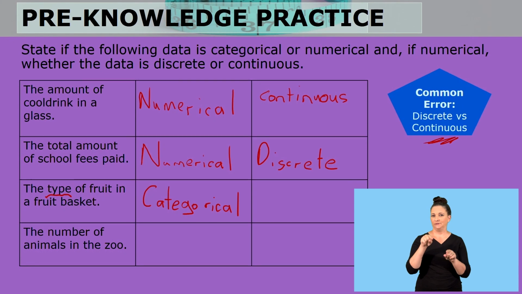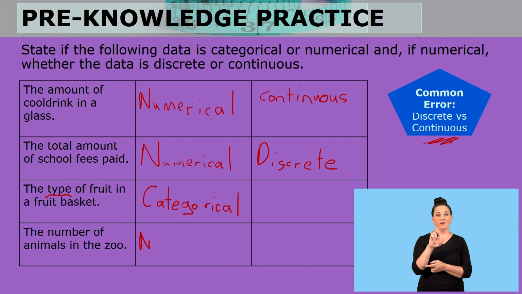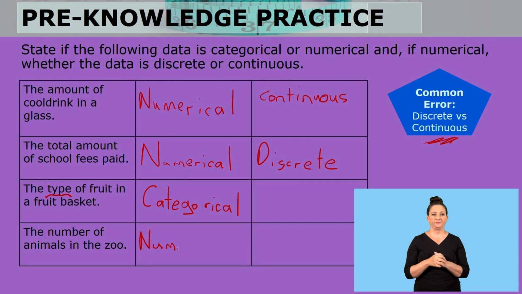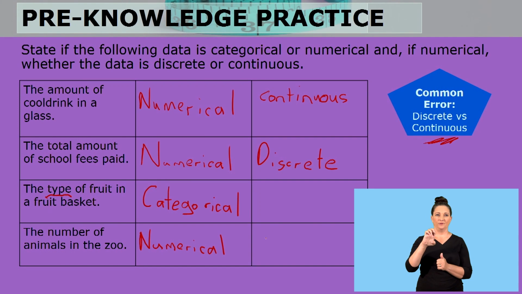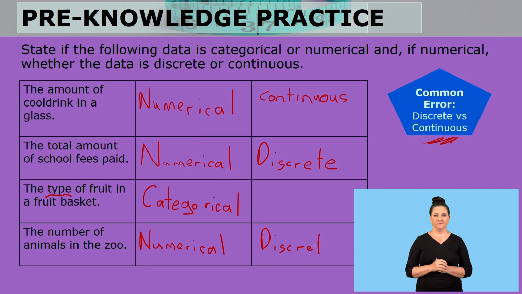Let's carry on. The number of animals in the zoo. Again, if you think about that, we're dealing with a number, so that would be discrete. Oh, wait, before we get to that, it'll first be numerical, and then it'll be discrete. All right, there we go. Let's look at the next one.